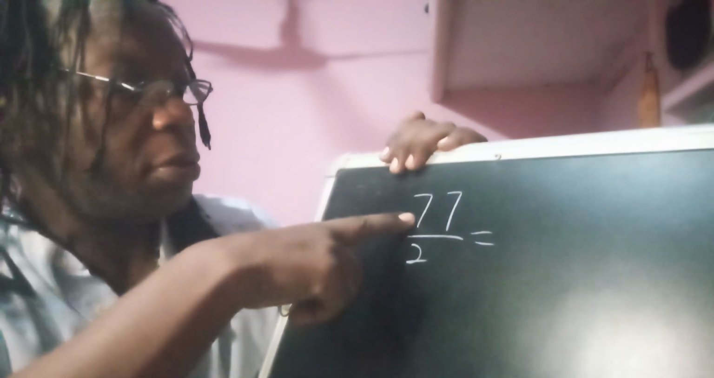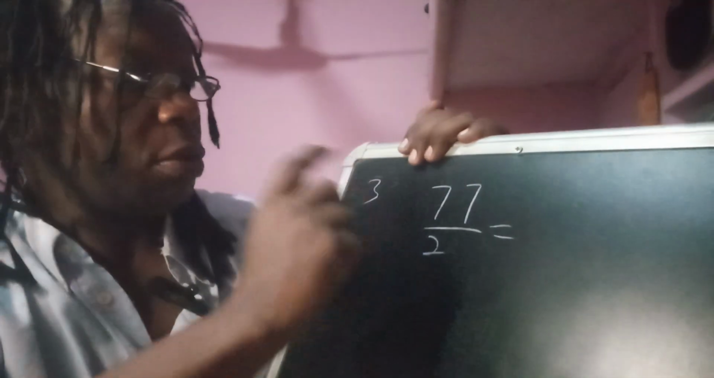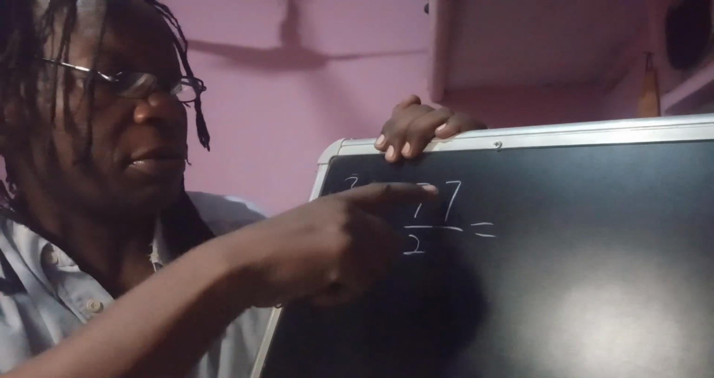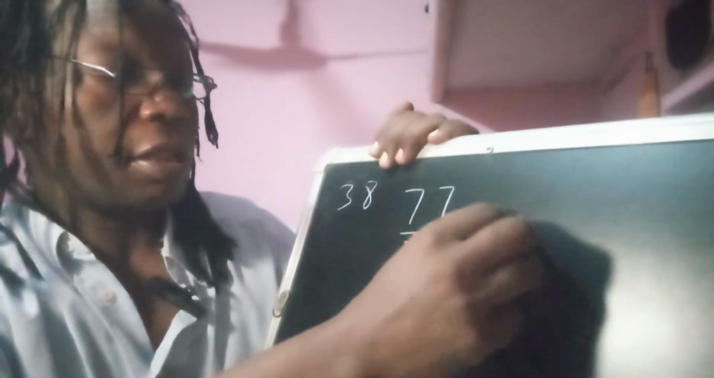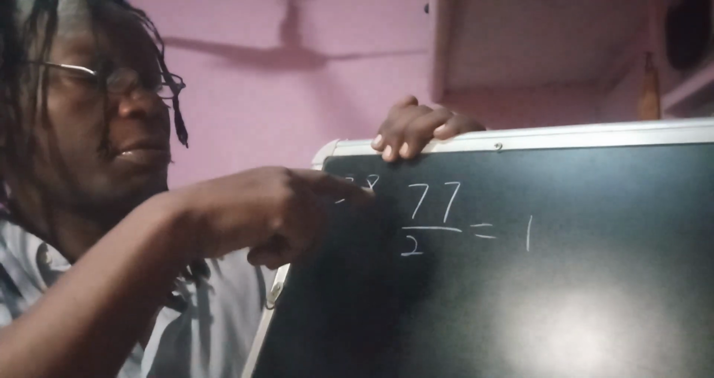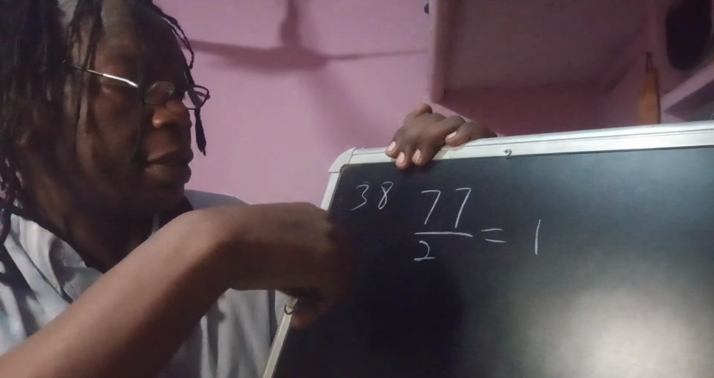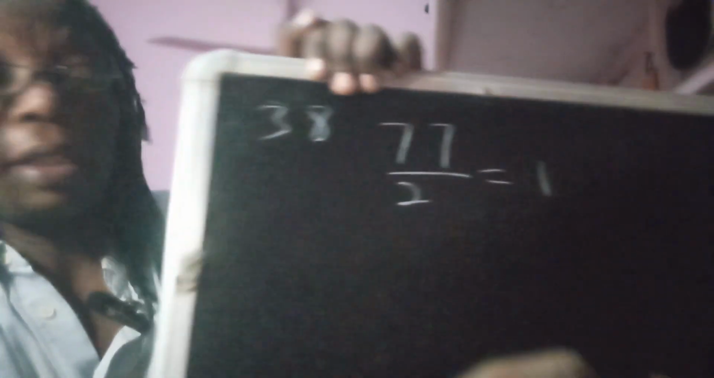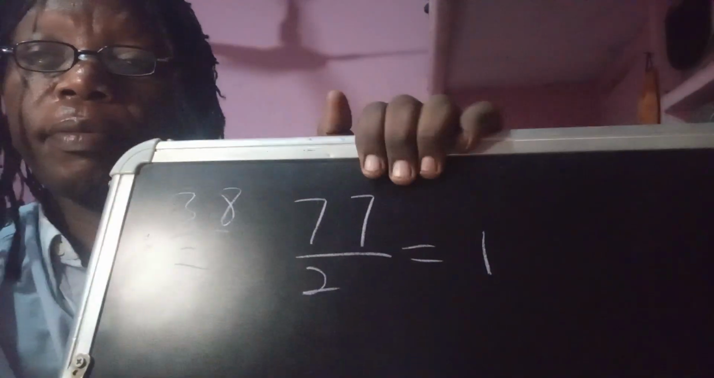So if you do this, 77 divided by 2 is 38, and 1 is left. The remainder is 1, because 2 times 38 will be 76. Okay, so now we have 38. I hope you are seeing this, 38. So we are dividing now 38 divided by 2.